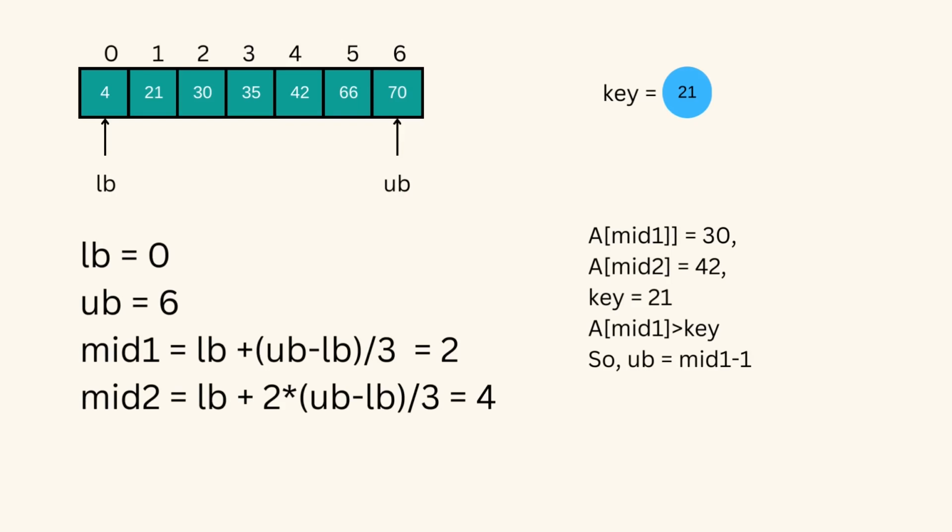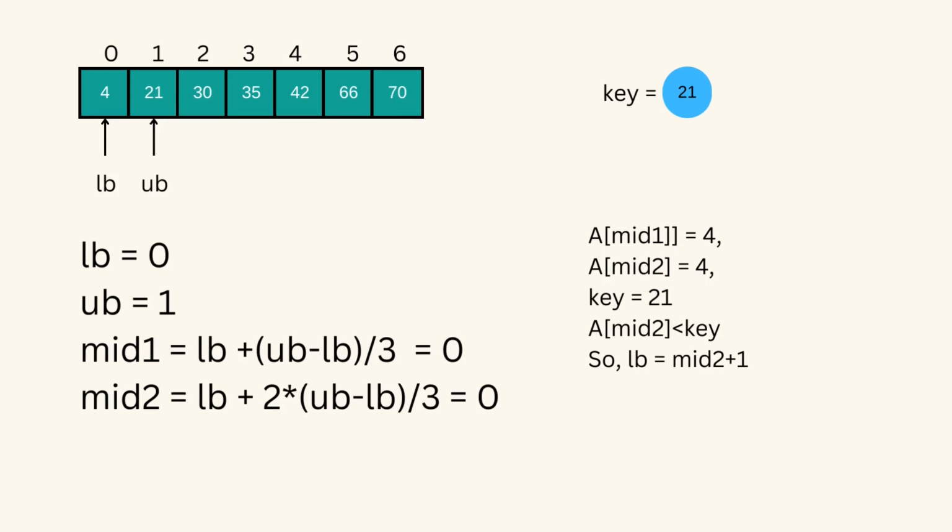Now, we calculate mid1 and mid2 using the formulae given. We get mid1 equals 2 and mid2 equals 4. As ARR of mid1 is greater than key, we search in the first partition. So, UB equals mid1 minus 1.